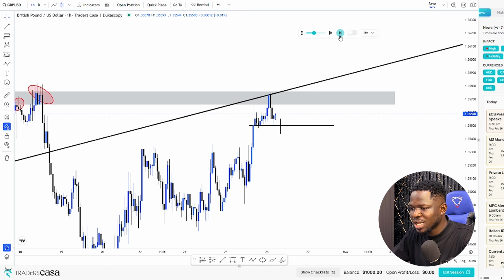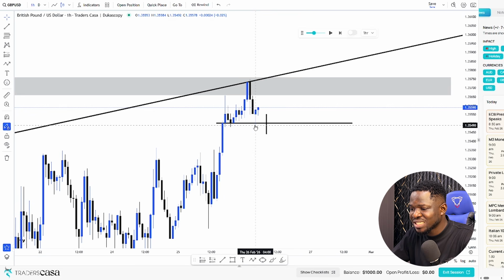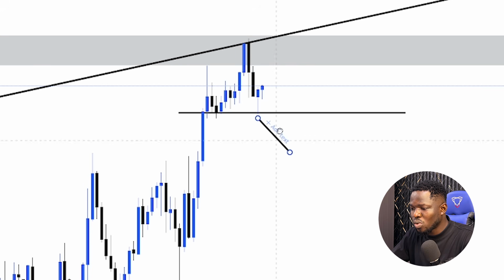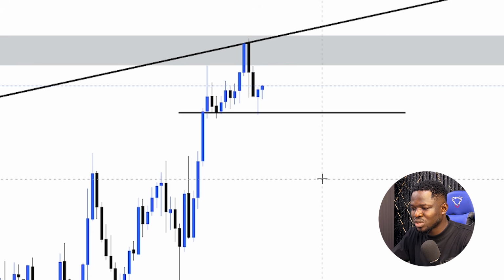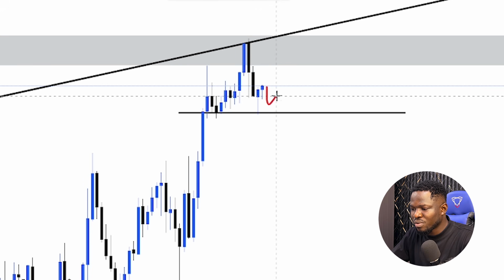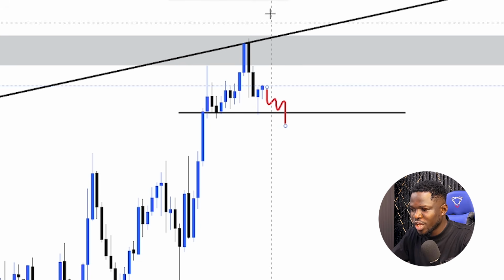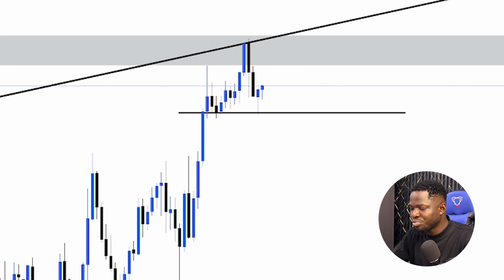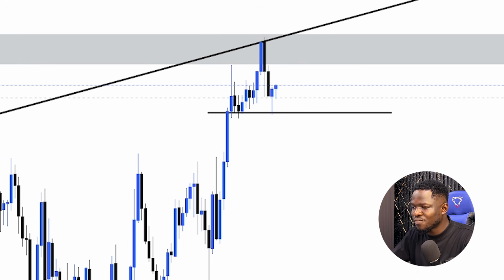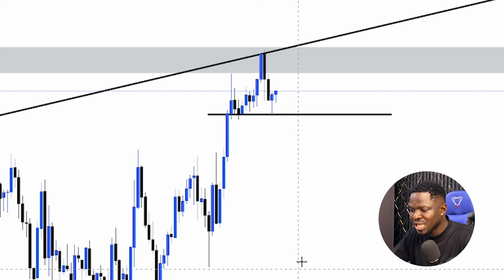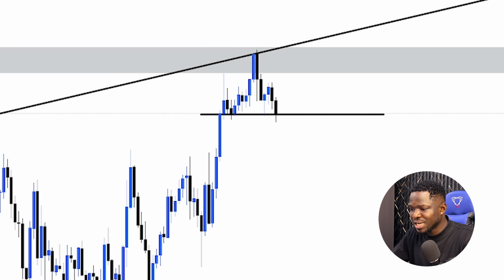Let's keep on playing the candlesticks. You can see the price rejected at the minor support on the 1 hour time frame. Before I execute this trade, I want to see one of the bearish candlesticks close below the minor support to give me a change of structure or a break of structure on the 1 hour time frame to validate the presence of sellers on the 1 hour time frame. Let's continue to play the candlestick.